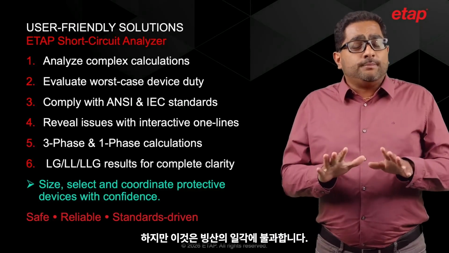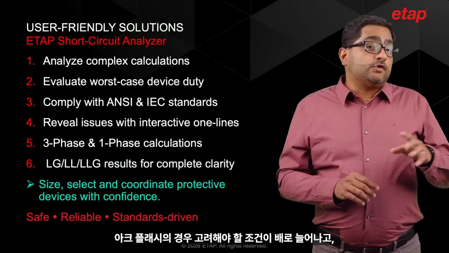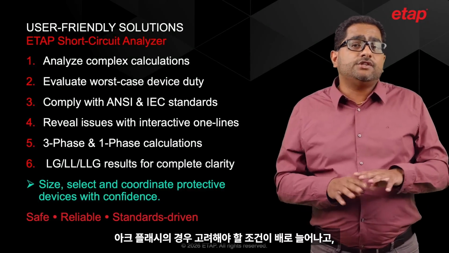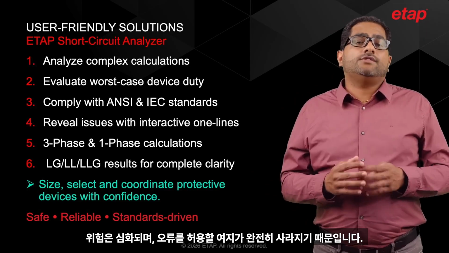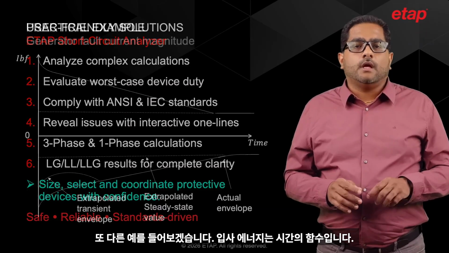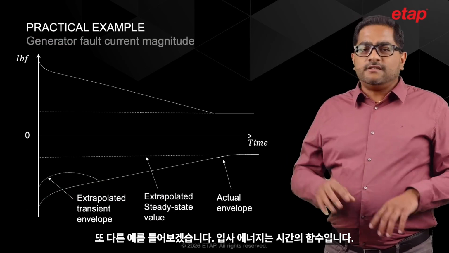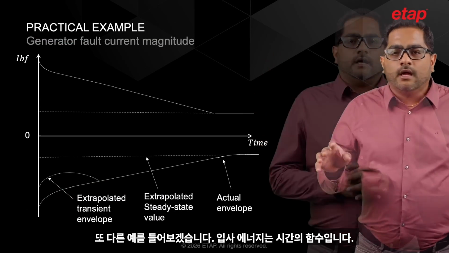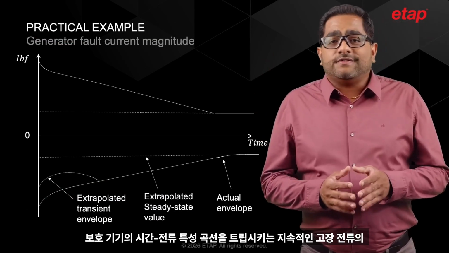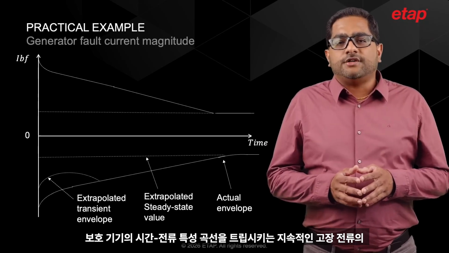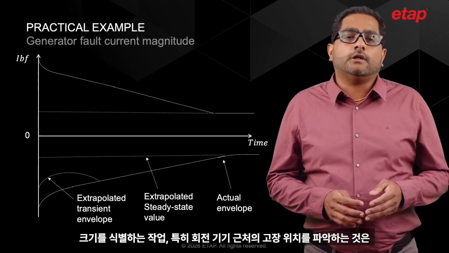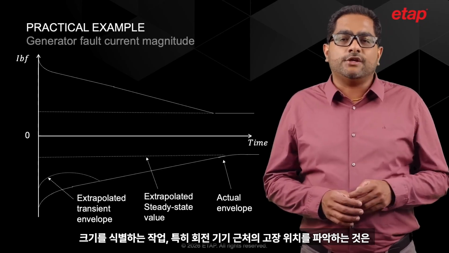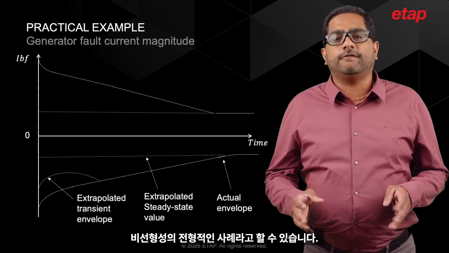And this is just the tip of the iceberg, because when it comes to arc flash, the conditions multiply, the risks intensify, and the margin for error disappears. Here's another example. Incident energy is a function of time. Identifying the magnitude of sustainable fault currents that trip protective device time current curves, especially for fault locations near rotating equipment, is a classic example of nonlinearity.